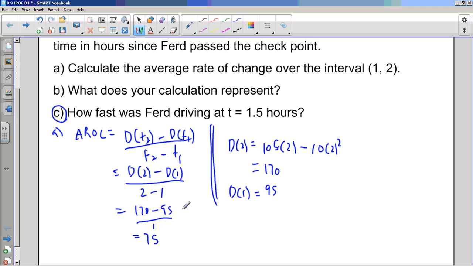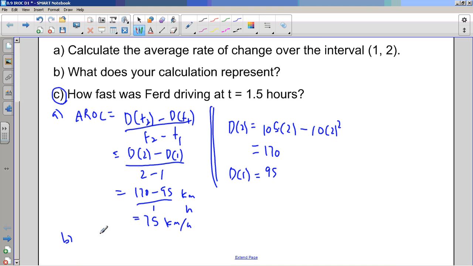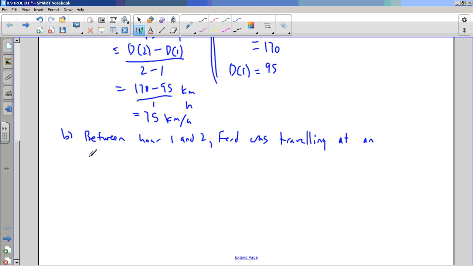What are the units? Well, distance is kilometers. The time was in hours, I believe. Yeah, hours. Kilometers per hour. What does your calculation represent? Between hour 1 and 2, Ferd was traveling at an average speed, average rate of change, of 75 kilometers per hour.